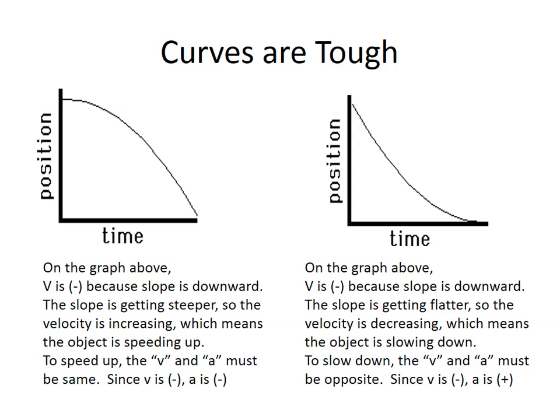The line is getting flatter. Again, when the line is flat, you're stopped. You must be at rest, so you must be slowing down if the line's getting flatter. The line's still going down, which means you have a negative velocity, but if you're slowing down, the signs must be opposite, so that must mean I have a positive acceleration on that graph.